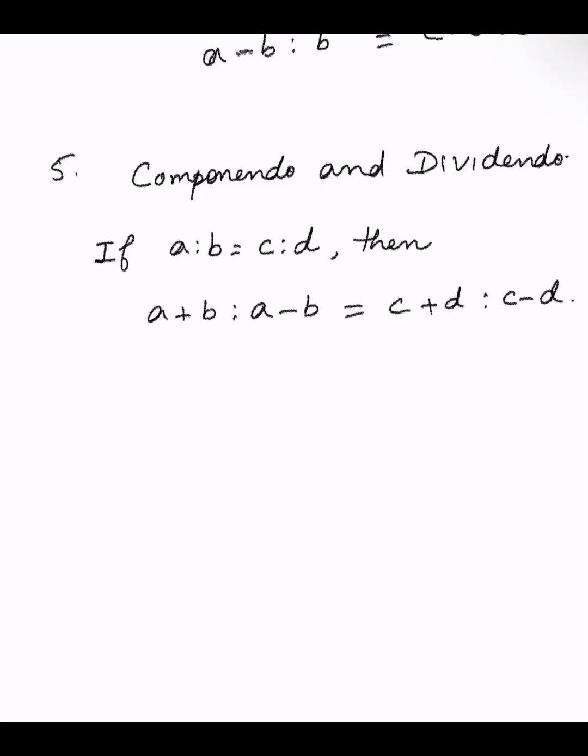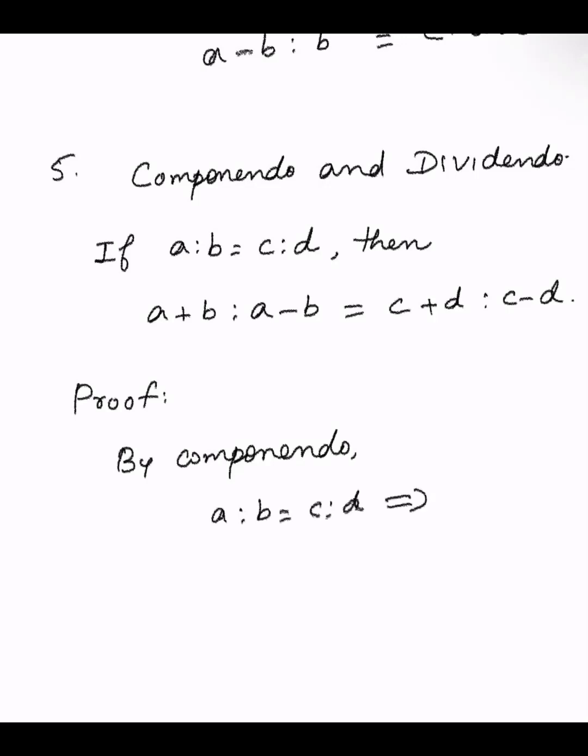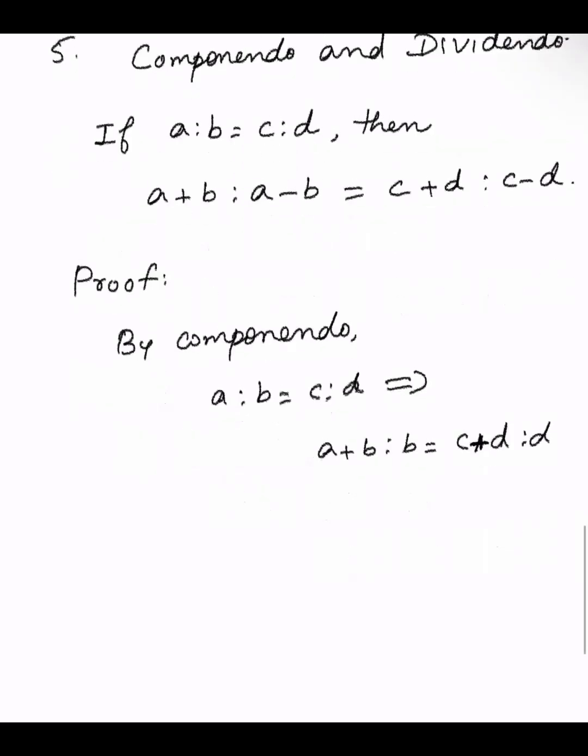So here by componendo, let's do the proof. By componendo, what do you have? A is to B equal to C is to D implies A plus B is to B equal to C plus D is to D. This implies A plus B by B equal to C plus D divided by D. Ratio means you can write like this: A plus B by B equal to C plus D divided by D.